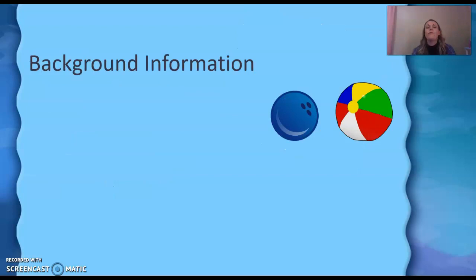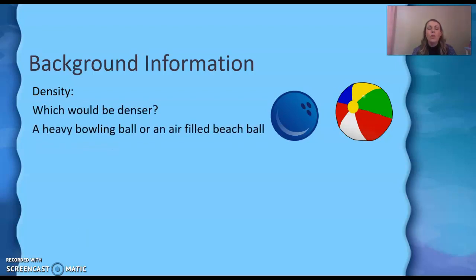We need a little background information first. Specifically on the topic of density. Because you all have studied mass and volume, but you may have not focused much on density yet. So we want to take a look at the picture and which one would be denser, a heavy bowling ball or an air-filled beach ball? The beach ball is bigger in this picture. So does that mean it'll be more dense?